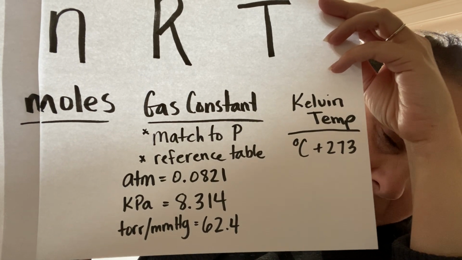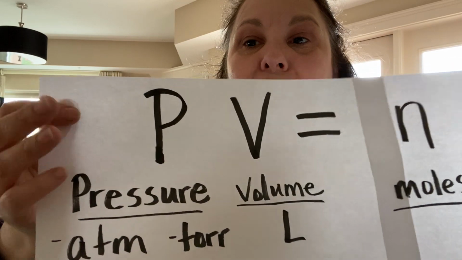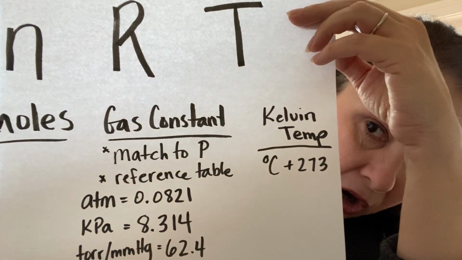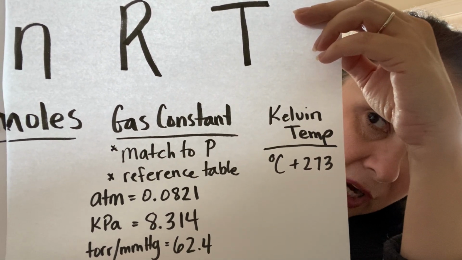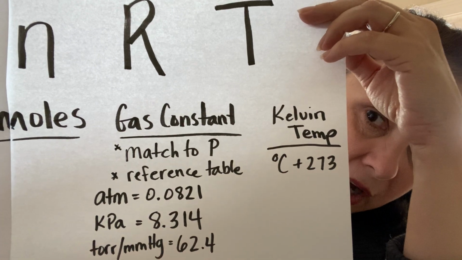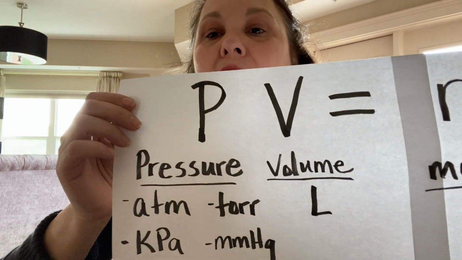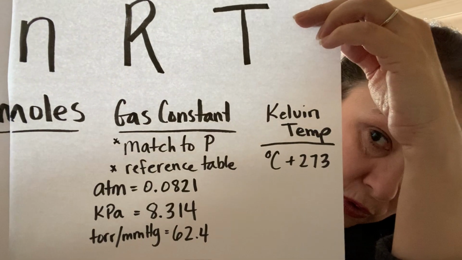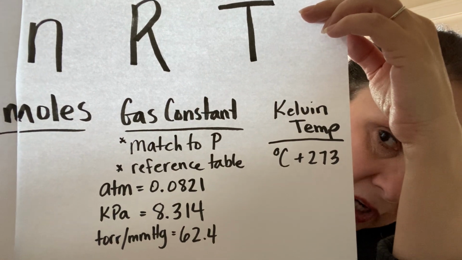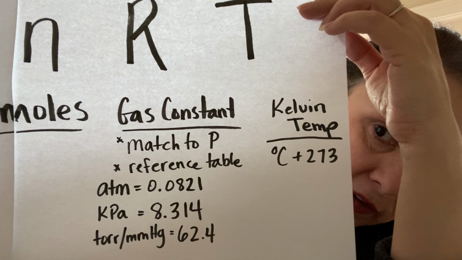So if your pressure is in atmospheres, so if that P that you plugged in was in atmospheres, then you're going to choose the R that is 0.0821 to go in that R spot. If by chance the pressure you're dealing with in your problem is in kilopascals, then when you come to choose your R, you have to choose the one that corresponds to kilopascals, which is the 8.314.